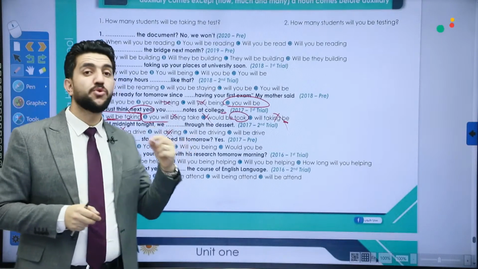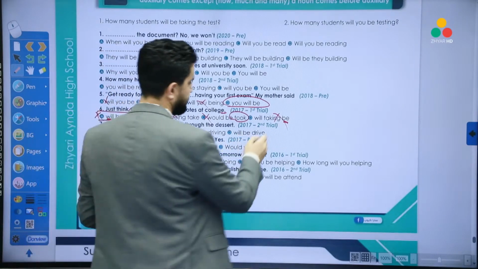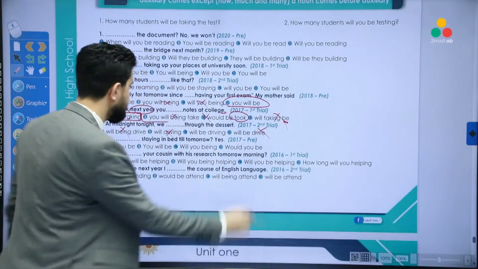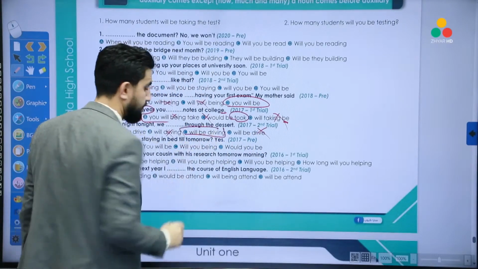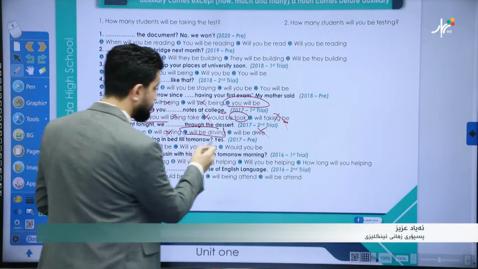Perfect, well done. I have perfect students. Okay, will be driving. This is correct. Will be drive. Wrong. Why? Because there's no ing. So this one is the correct answer. Perfect. Well done. What about number 8? Staying in bed until tomorrow.